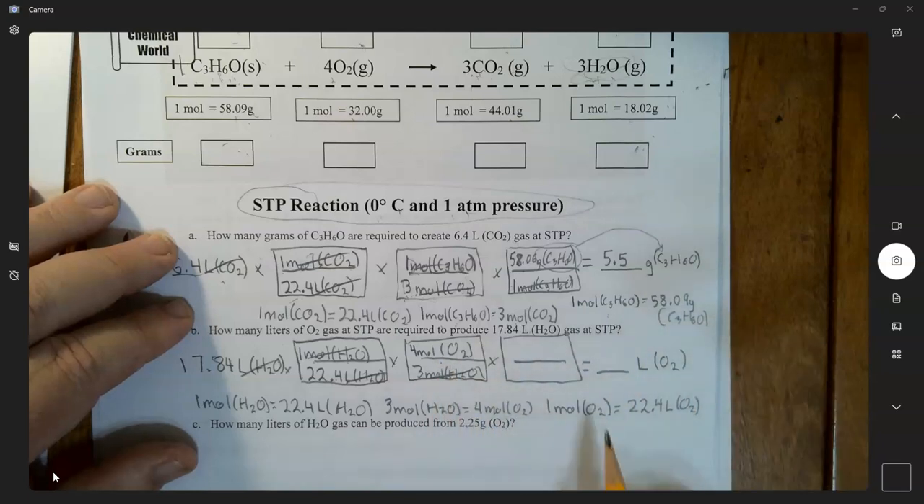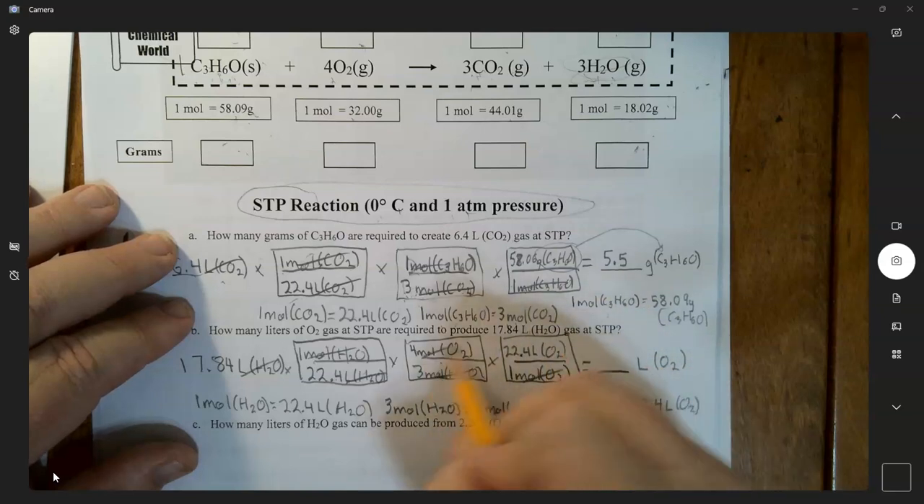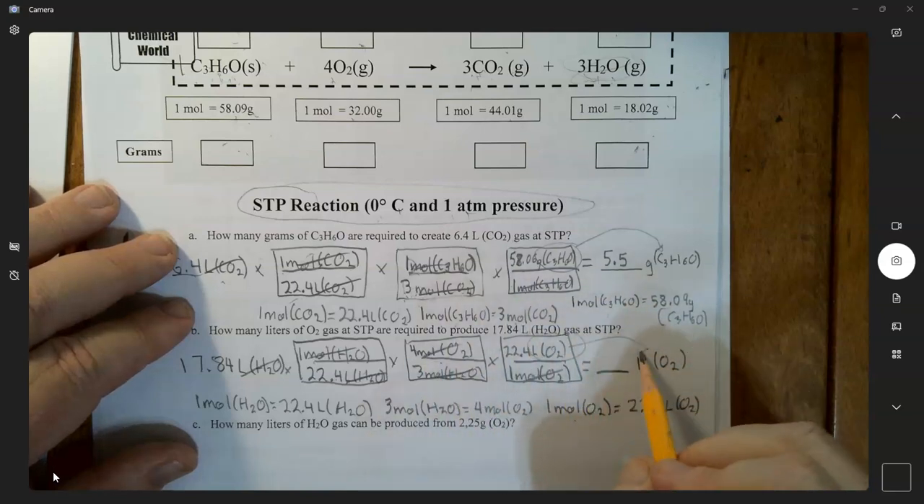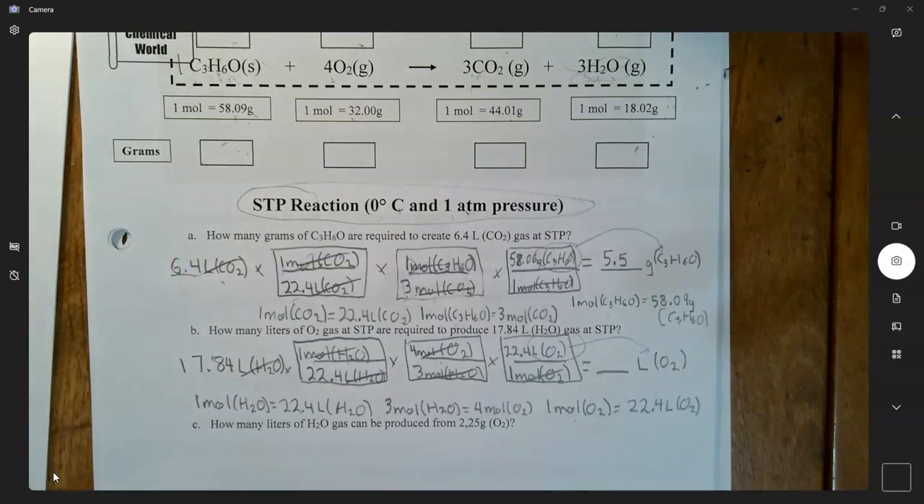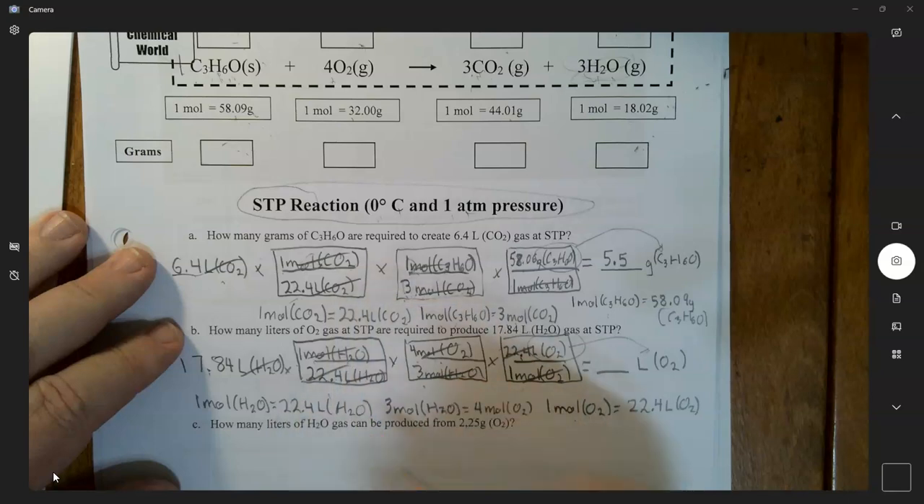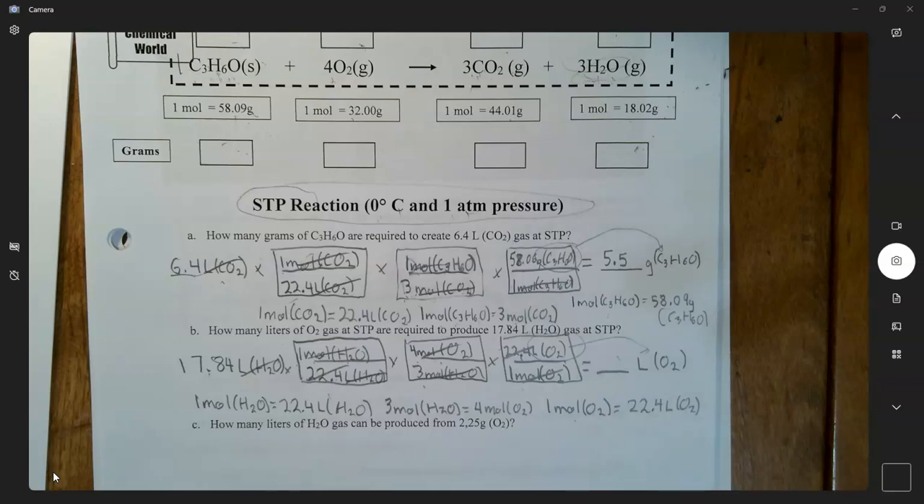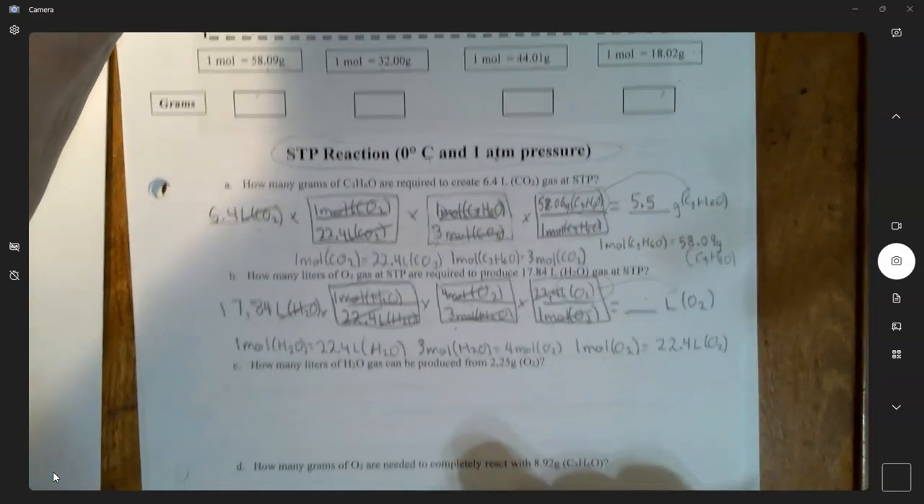Okay, we need moles of O2 to cancel, so this goes on the bottom. Moles of O2 cancels. Last man standing is liters of O2 in the final answer. So you multiply 17.84 times 1 times 4 times 22.4, divided by 22.4, divided by 3, divided by 1. You may see right now you could cancel the 22.4 right there and there, and simplify your answer. So go ahead and do that calculation for that one. Okay, we'll move on.